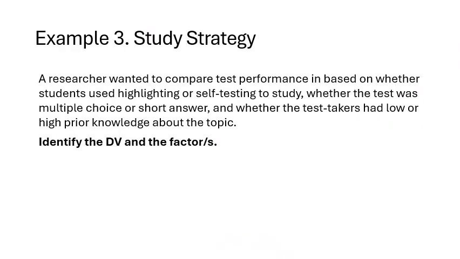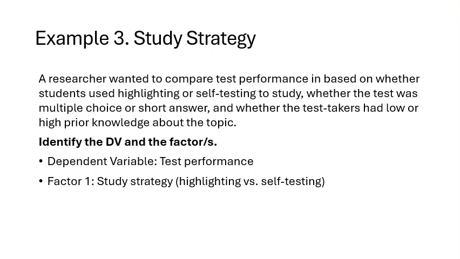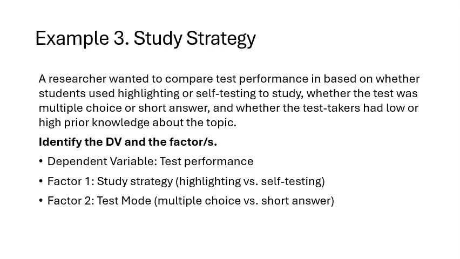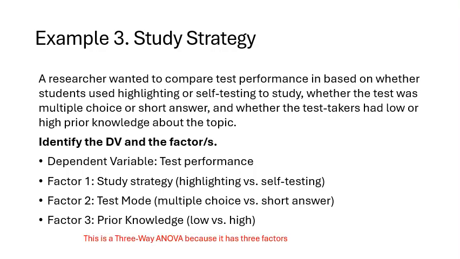Example 3, study strategy. A researcher wanted to compare test performance based on whether students used highlighting or self-testing to study, whether the test was multiple choice or short answer, and whether the test takers had low or high prior knowledge about the topic. The dependent variable is test performance, and factor 1 is study strategy, and they listed these two levels or conditions. Factor 2 is test mode with two conditions, and factor 3 is prior knowledge with two conditions. We would call this a three-way ANOVA because it has three factors: study strategy, test mode, and prior knowledge.